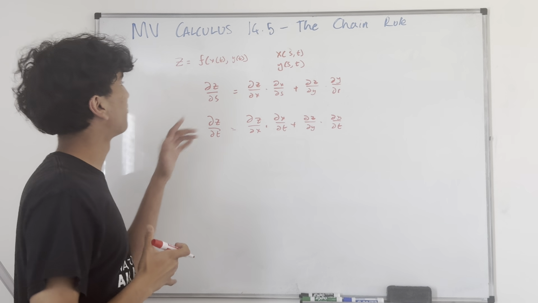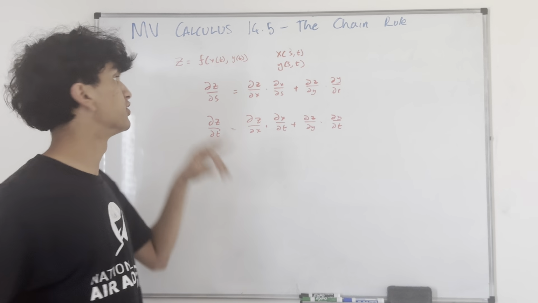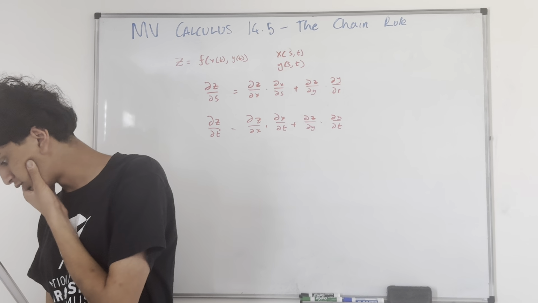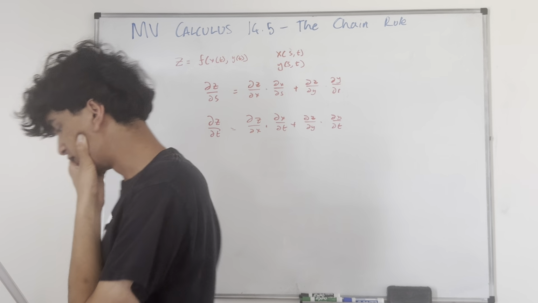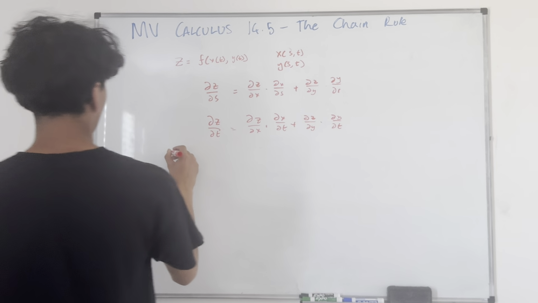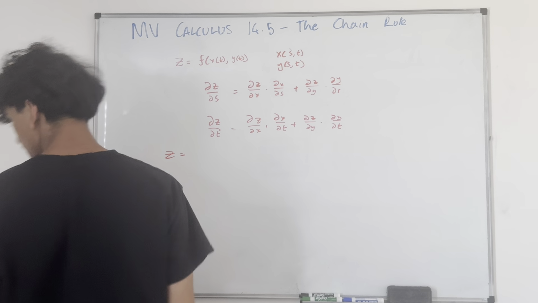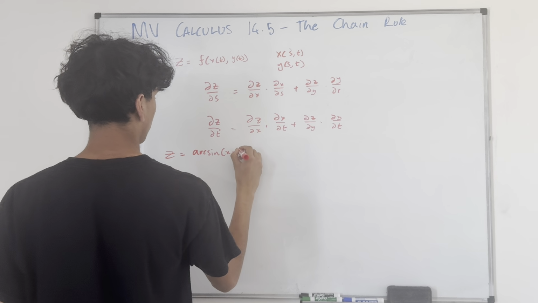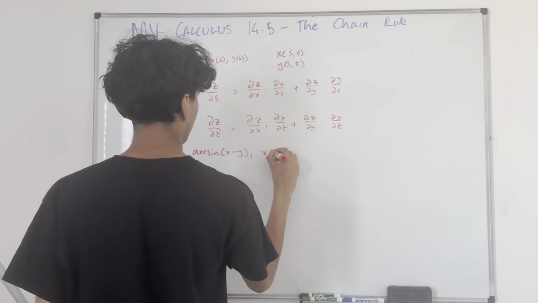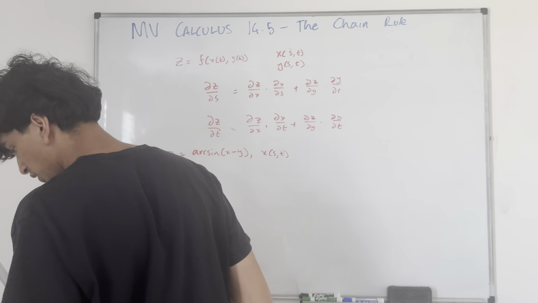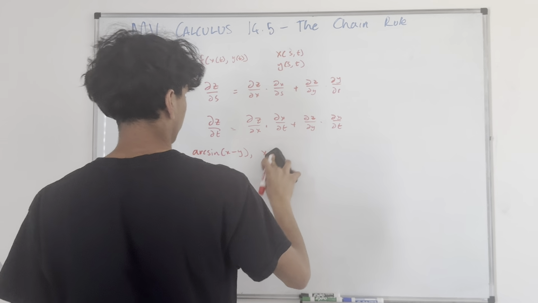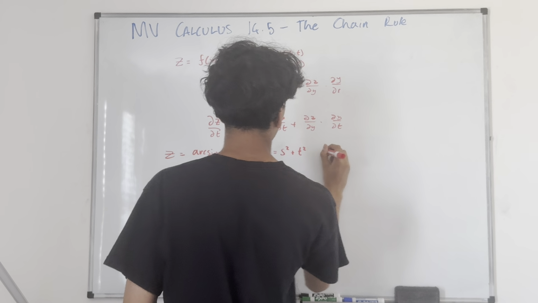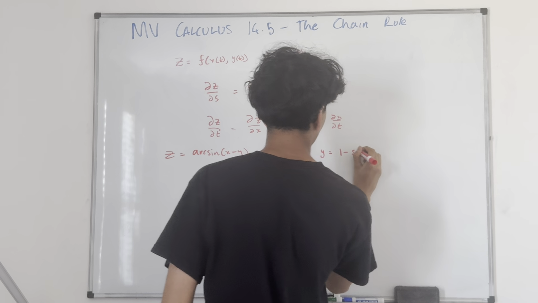This is case 2 of chain rule, where your x and y, for your original function, depend on 2 variables. So let's do an example. Let's say z is equal to arc sine of x minus y, where x is s squared plus t squared, and then y is going to equal 1 minus st.